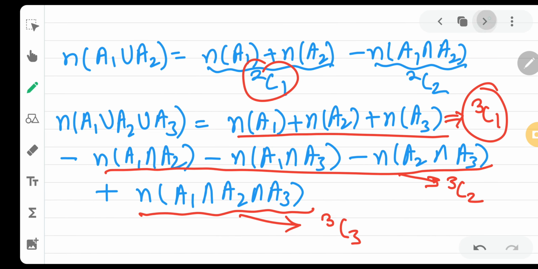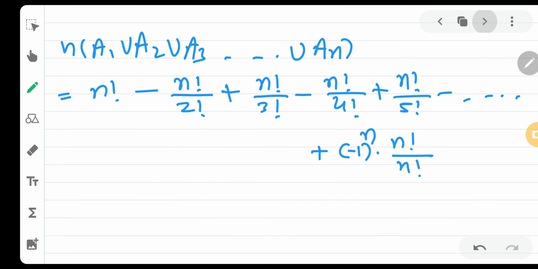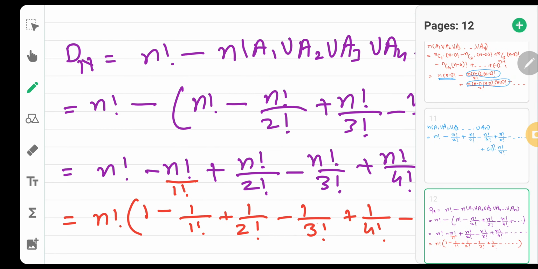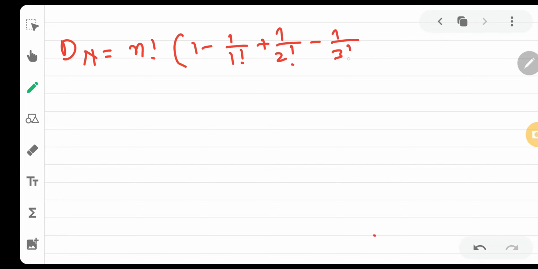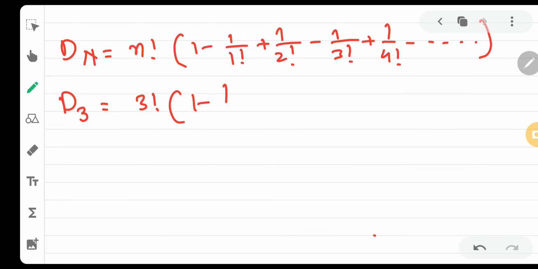Now I will apply the same thing over here. Derangement of 3 objects, let us see. We have the formula for derangement of n. What is the formula? n factorial into 1 minus 1 upon 1 factorial plus 1 upon 2 factorial minus 1 upon 3 factorial plus 1 upon 4 factorial and so on, right? So derangement of 3 objects would be 3 factorial into 1 minus 1 upon 1 factorial plus 1 upon 2 factorial minus 1 upon 3 factorial.